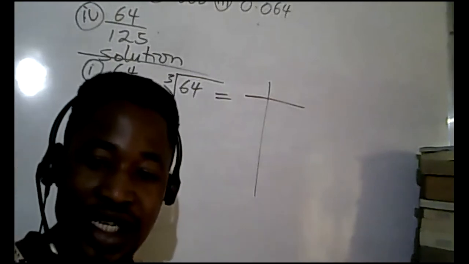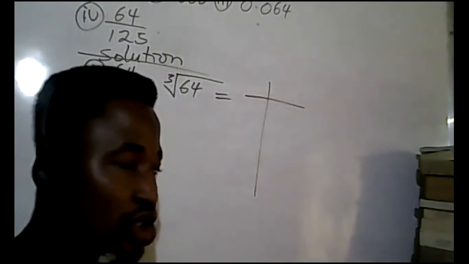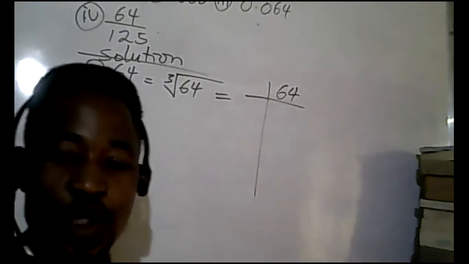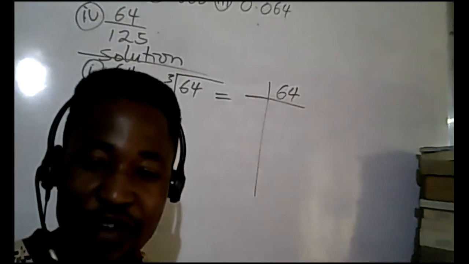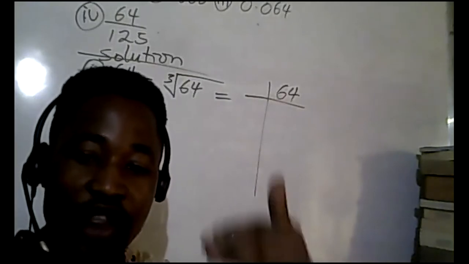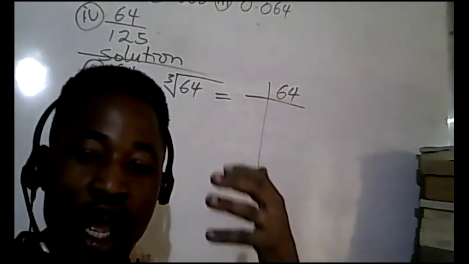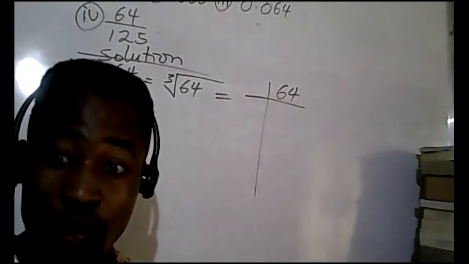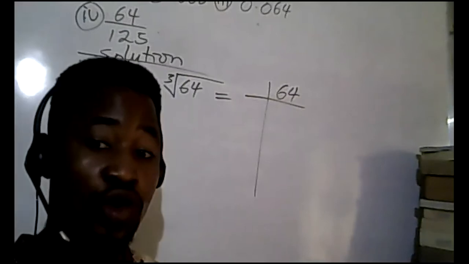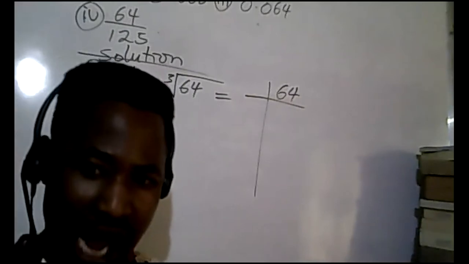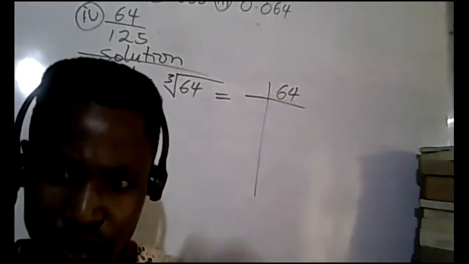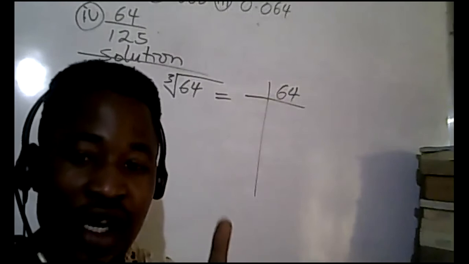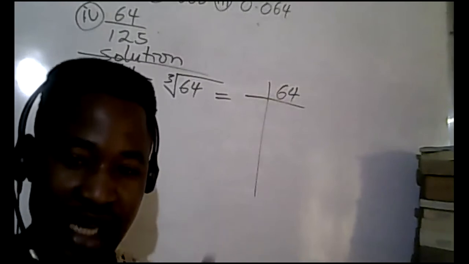I said express them as product of prime factors. So put your 64 over here. Now, expressing a number as a product of its prime factors is dividing that number through with prime numbers. And you want to ask me again, Mr. Ogunlaro, what are prime numbers? I'll tell you. Listen, prime numbers are numbers that can only be divided by 1 and themselves.